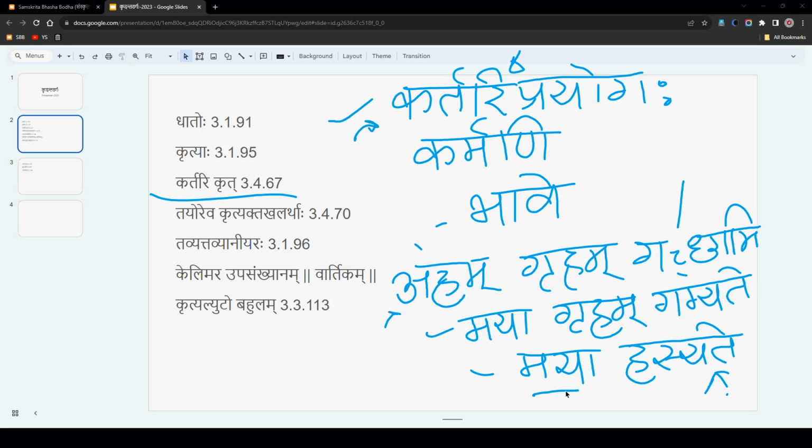So kartari krut, this sutra is saying that krit pratyayas are applied in the sense of kartari prayoga. Okay. So that is like a top level sutra. However, the next sutra coming there, tayoreva krityakta khalarthaha. So what is this sutra saying?